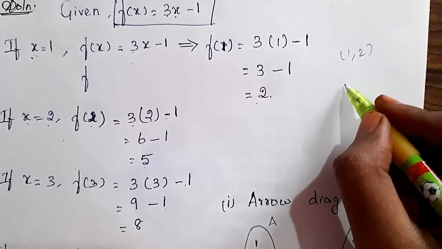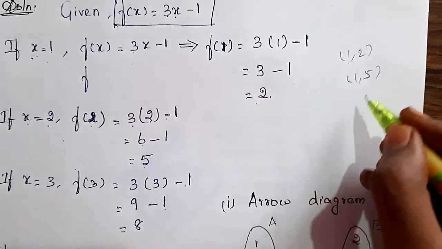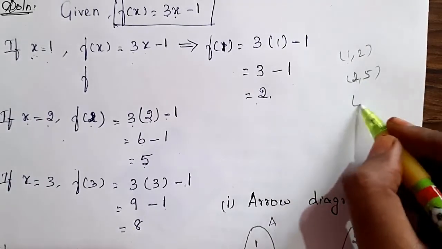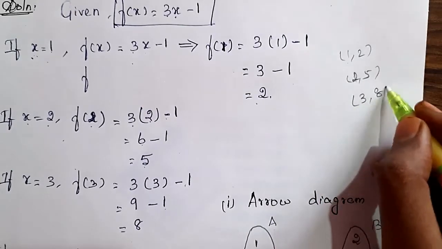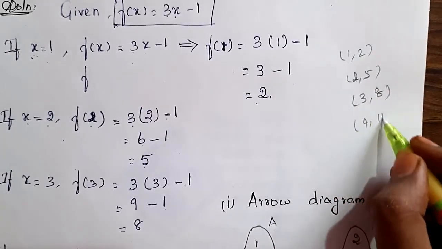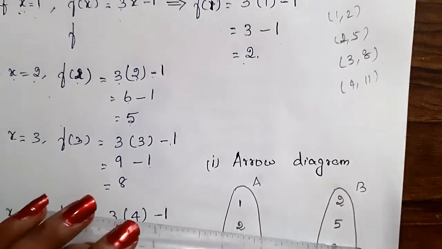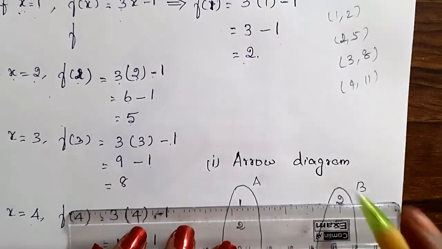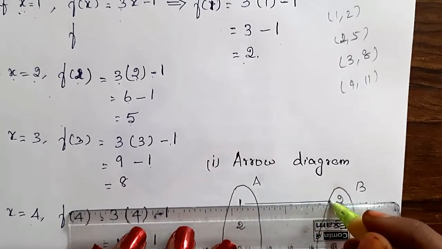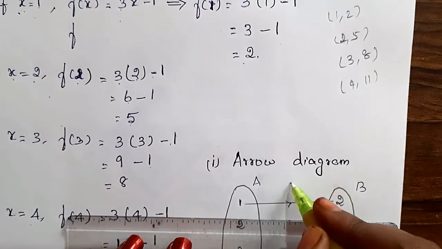Next, if you apply 2, what do you get? 2 comma 5. If you apply 3, you will get 8. Then 4 means 11. Okay, 1 goes to 2. It is our function f.